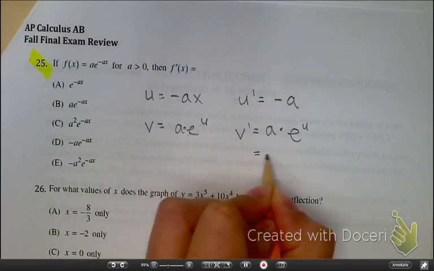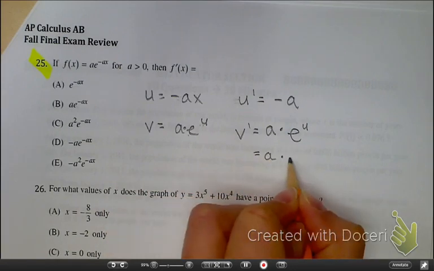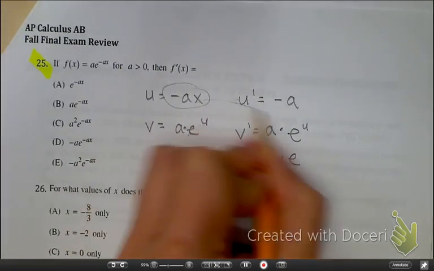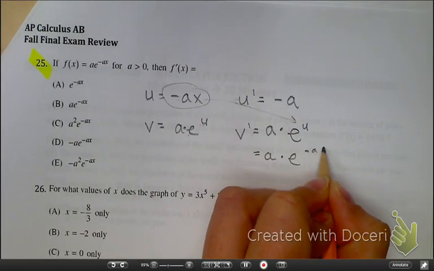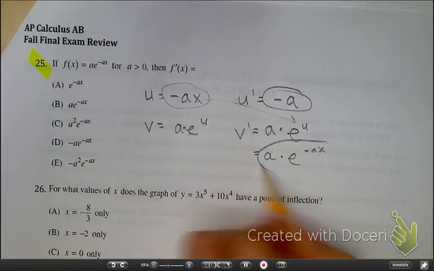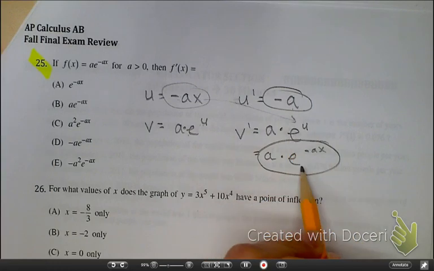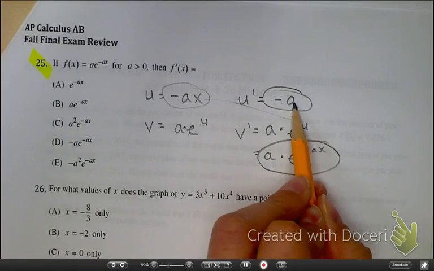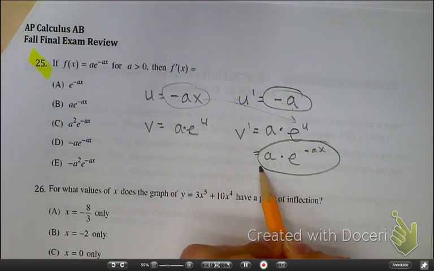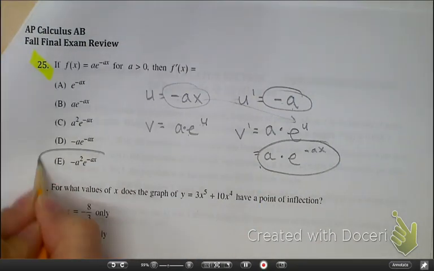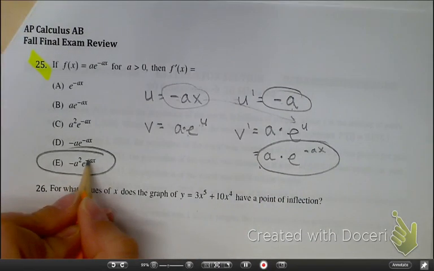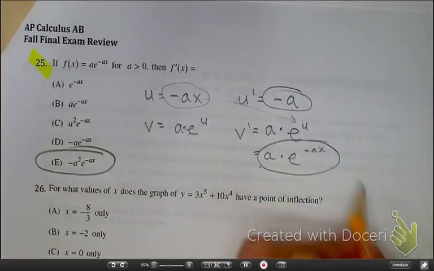And if I replace u back with what it equals, plugging this in for u, I'm going to get a e to the negative ax. And then chain rule says to multiply the derivative of the outside and the derivative of the inside together. So negative a times a would give me negative a squared. So I'm looking at answer choice E, negative a squared e to the negative ax. And that's what we have here.